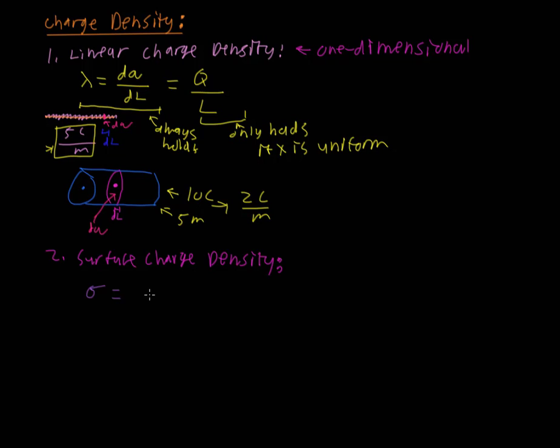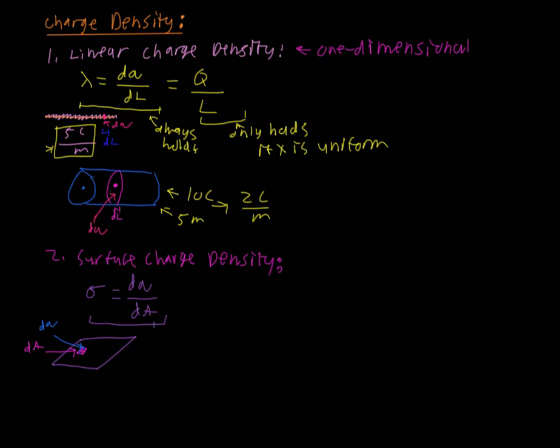And so surface charge density, and there's a pattern, is dq over, now it's not over an infinitesimal length anymore, it's over an infinitesimal area. So if I had some parallelogram shape here, dA would just be some infinitesimally small area. So this would be dA, and then dq would just be its charge. And so the surface charge density is equal to the infinitesimal amount of charge over that infinitesimal area. So again, this bit always holds. This is always true.